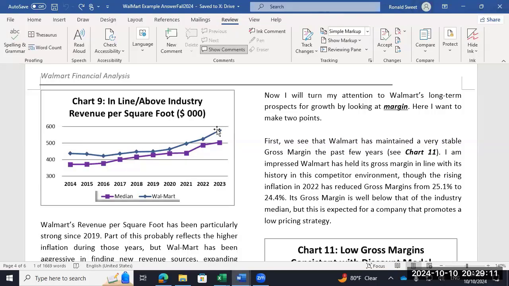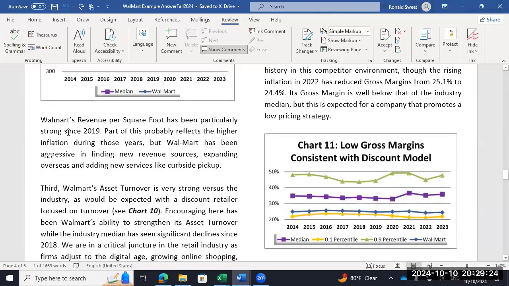So revenue per square foot is the easiest way. That's probably what Albertsons did when they shut all their San Antonio stores down. They saw that Albertsons revenue per square foot was a lot lower in San Antonio than other places, and they just shut it down. They just couldn't compete with HEB. So their revenue per square foot is particularly strong since 2019.